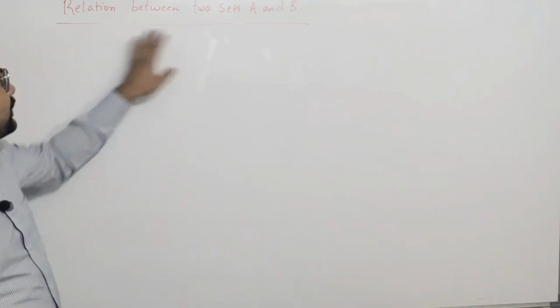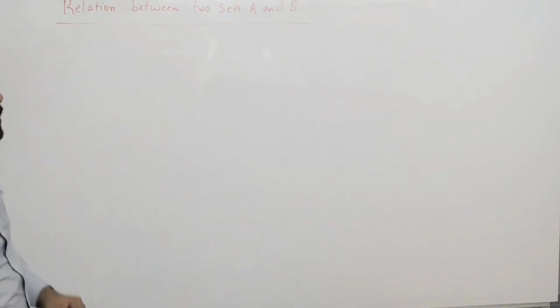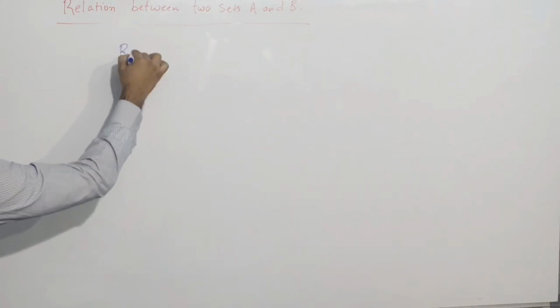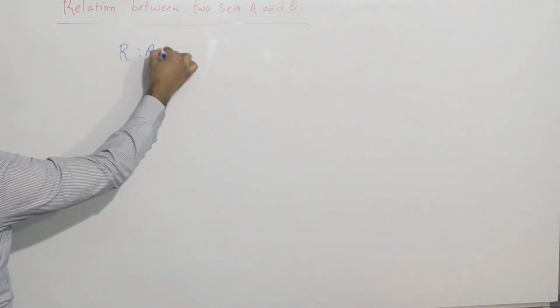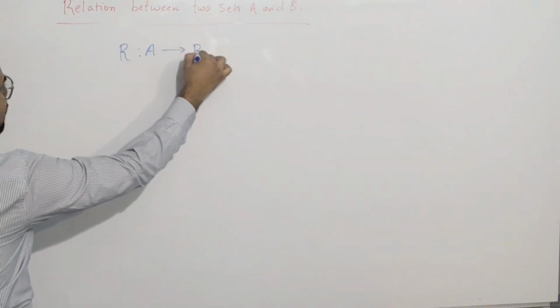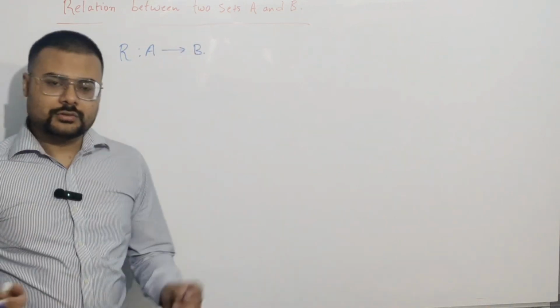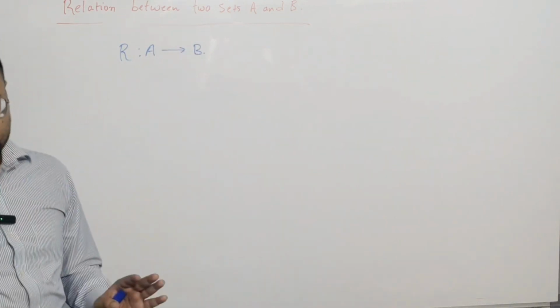In this video I'll start relation. So what is the relation between two sets A and B? Let's say there is a relation R from set A to B. Any relation between two sets is a set of ordered pairs.